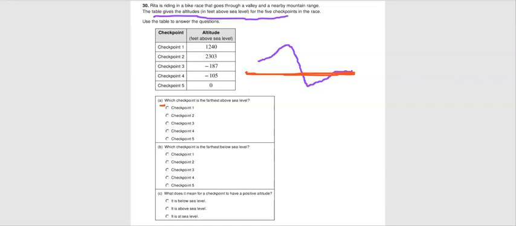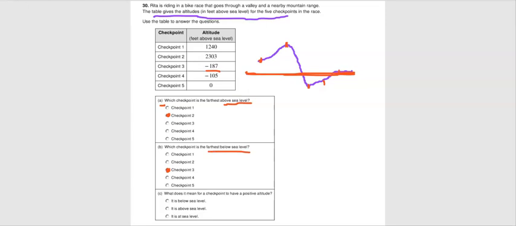Well, we realize that checkpoint 1 is about here. Checkpoint 2 went to about here. Checkpoint 3 started going down and down and down to about there. Checkpoint 4 is about here, and checkpoint 5 is right here at 0. So which checkpoint is furthest above sea level? Well, that would be checkpoint 2. The next question asks which checkpoint is furthest below sea level. There's checkpoint 1, checkpoint 2, and then checkpoint 3 has the biggest negative number. So checkpoint 3 is the furthest below sea level.